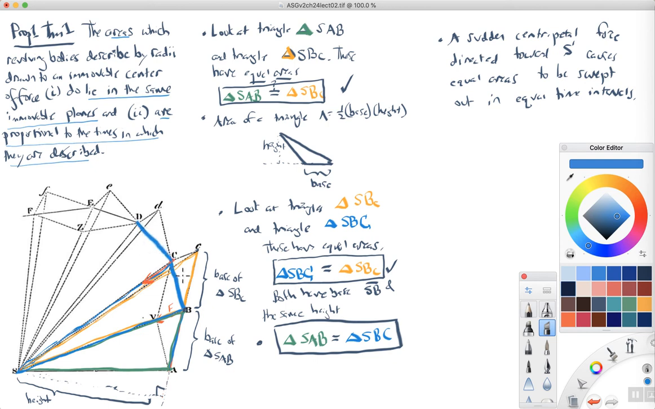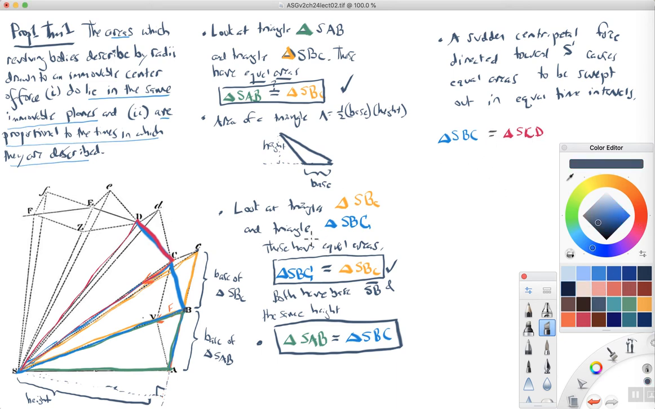And we could, using the exact same arguments as before, say that this triangle SBC is going to have the same area as, let's make this a red one, this triangle SCD, using the same arguments as before. Those two triangles are equal.